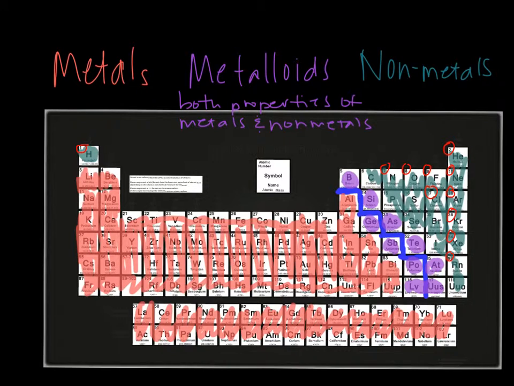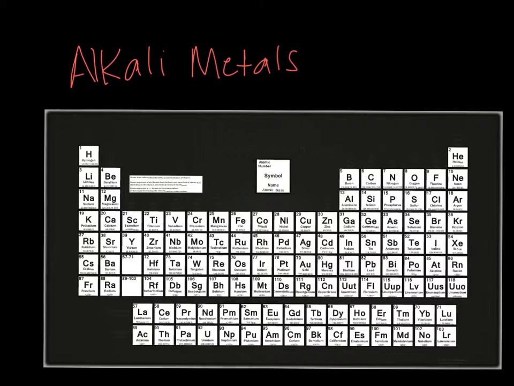Alright, and then the liquids at room temperature I'm going to circle in blue, and there are only two of them. One is bromine, and then the other one is mercury. So bromine is a liquid nonmetal at room temperature, and mercury is a liquid metal at room temperature. Alright, and then metals, metalloids, and nonmetals can be broken down further into different groups.